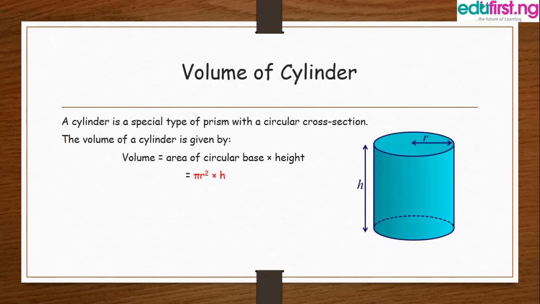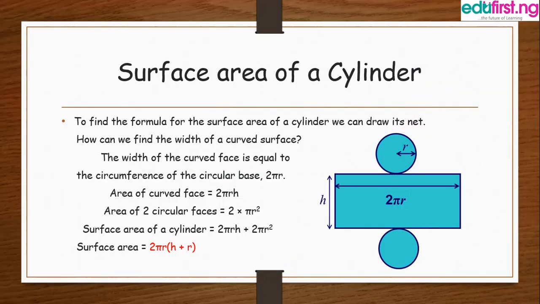A cylinder is a special type of prism with a circular cross section. The volume of a cylinder is given by volume equals area of circular base multiplied by the height. The formula for the area of a circular base is pi r squared. So the formula for calculating the volume of a cylinder is pi r squared multiplied by h, which is the height. So, the surface area of a cylinder.